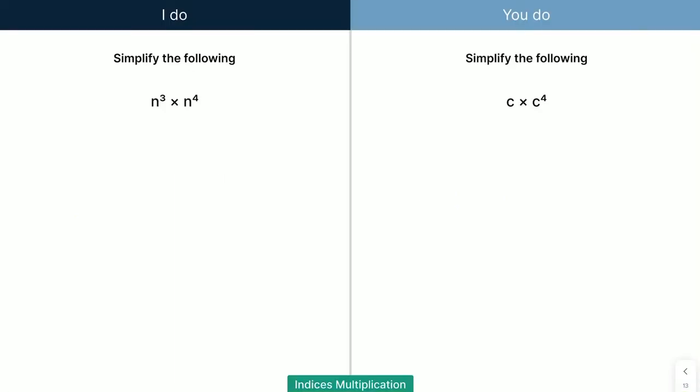Moving on, we now have multiplication with indices. And all we do here is we add the powers together. So the answer is n to the power of 3 plus 4, which just becomes n to the power of 7. And again, hopefully you've pressed pause and had a go at this.